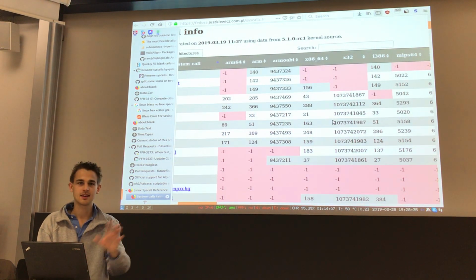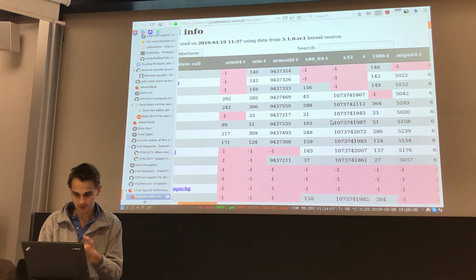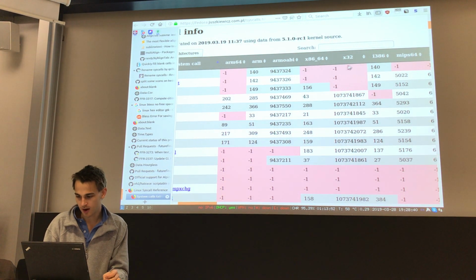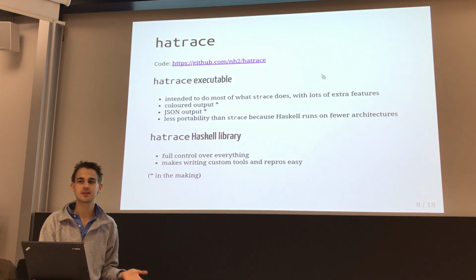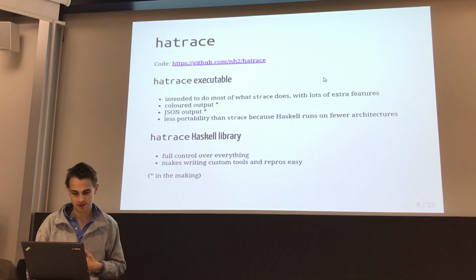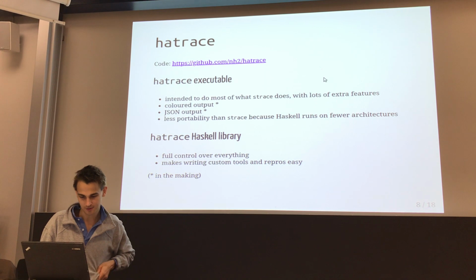So all of this work has been done in Hstrace, but for hatrace we have for now only this one and this one. But of course you can add more. And of course you're limited to the architectures that Haskell actually runs on, or GHC can compile to, right?